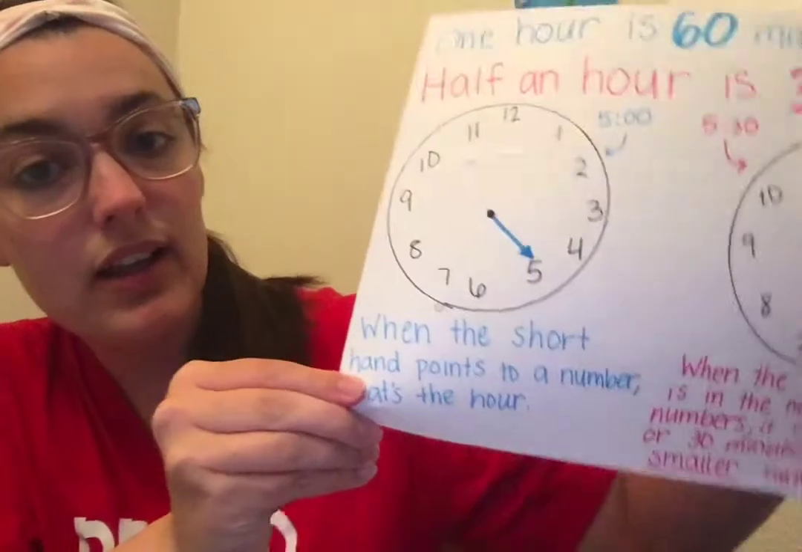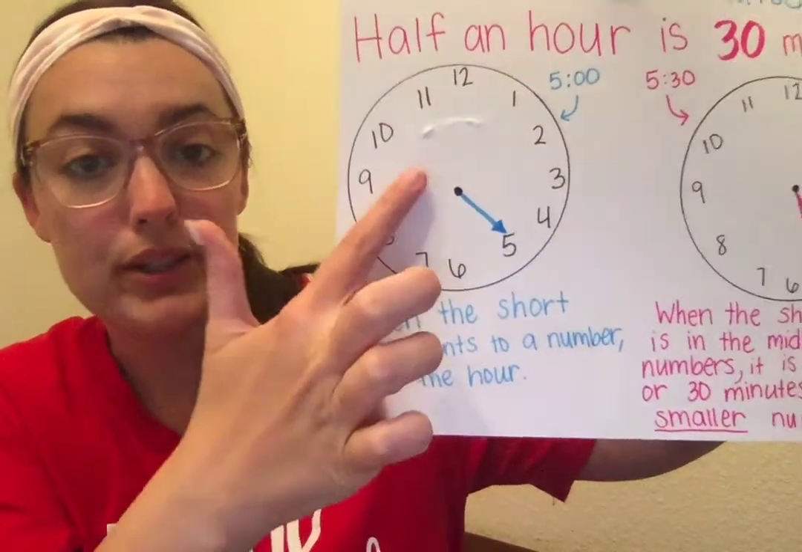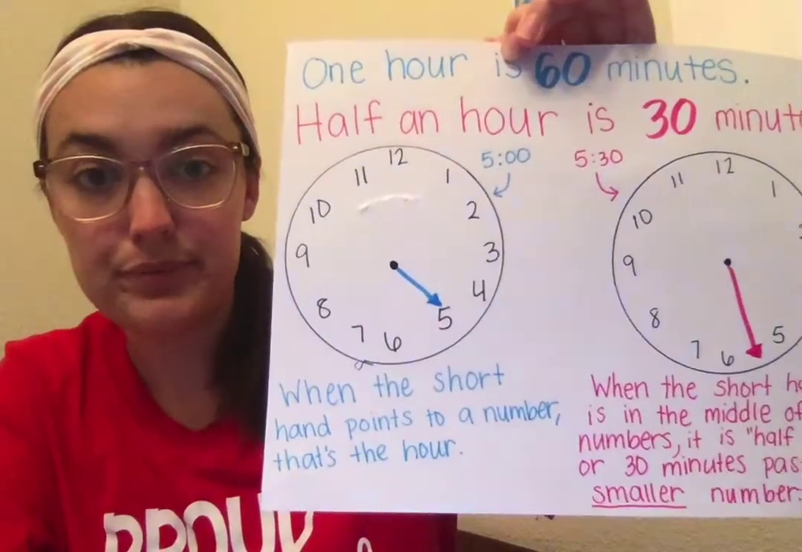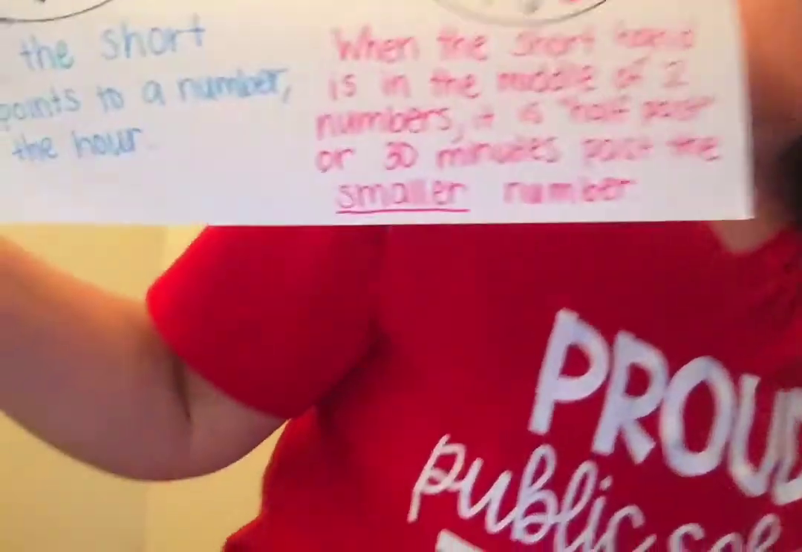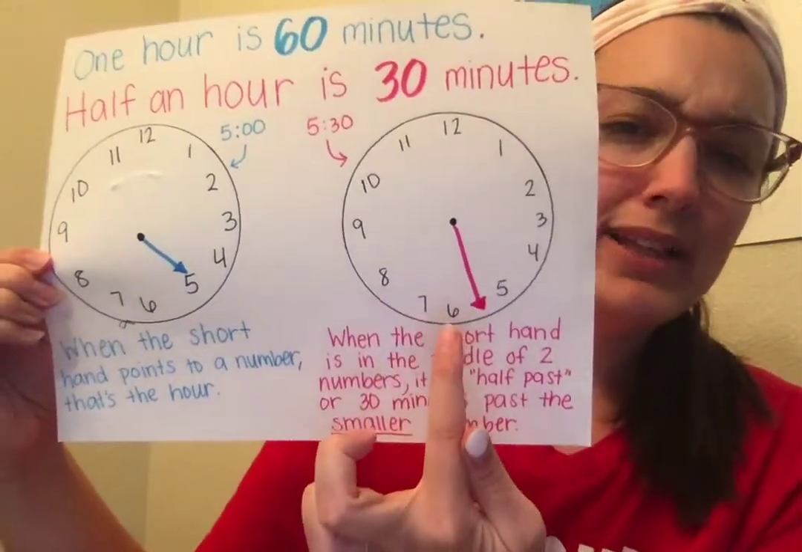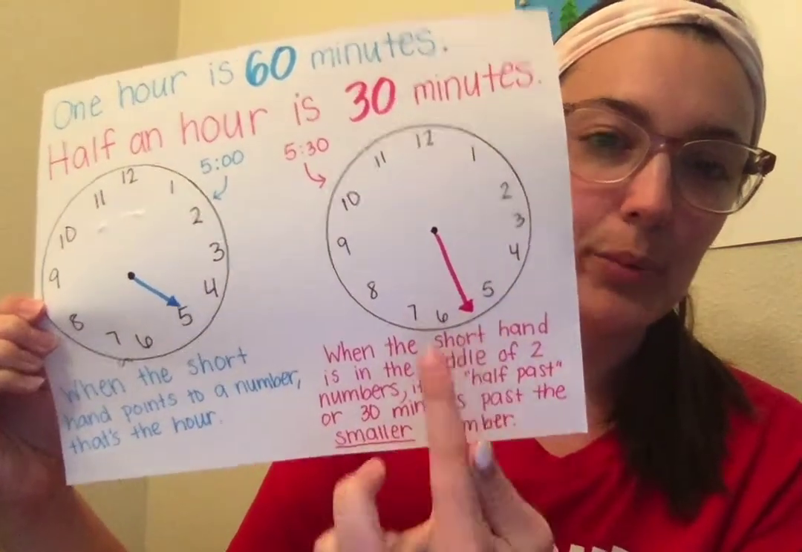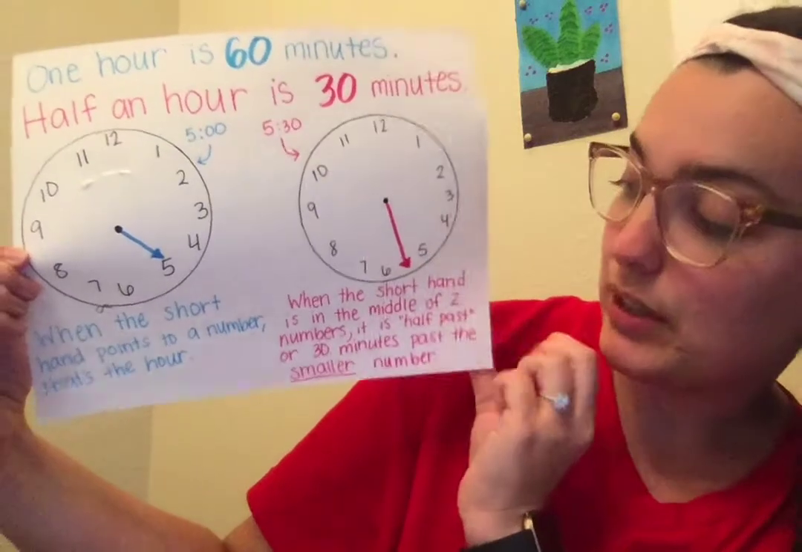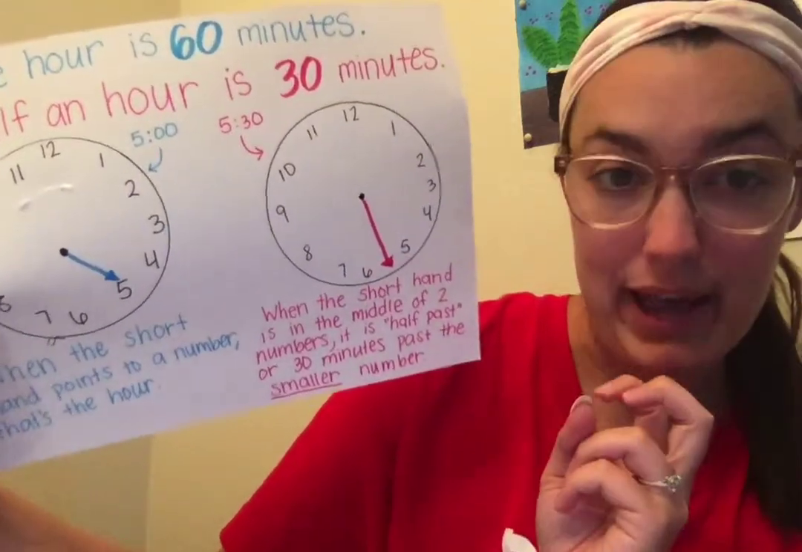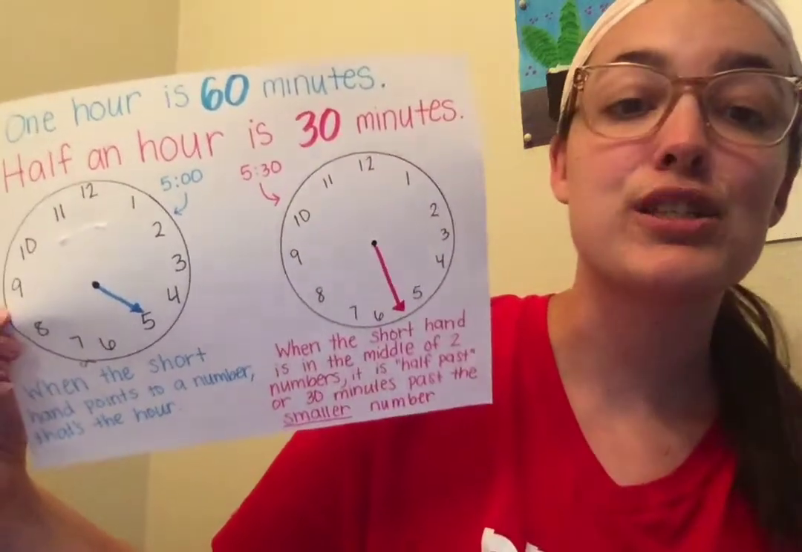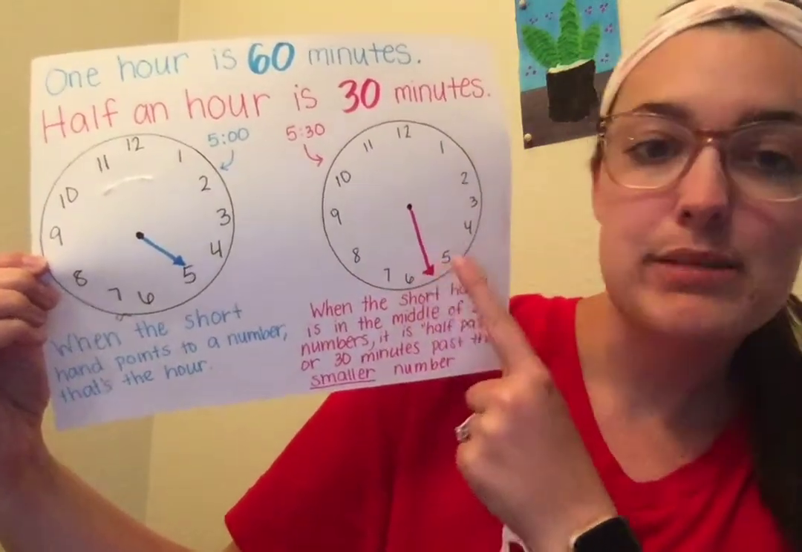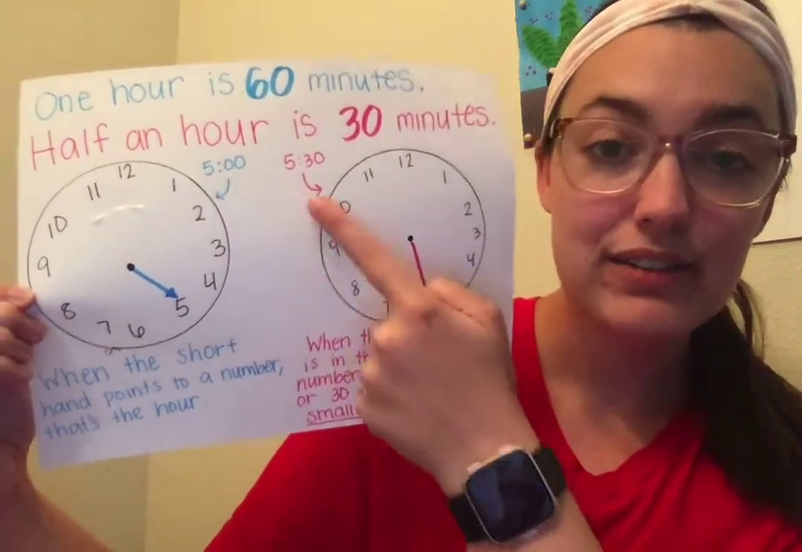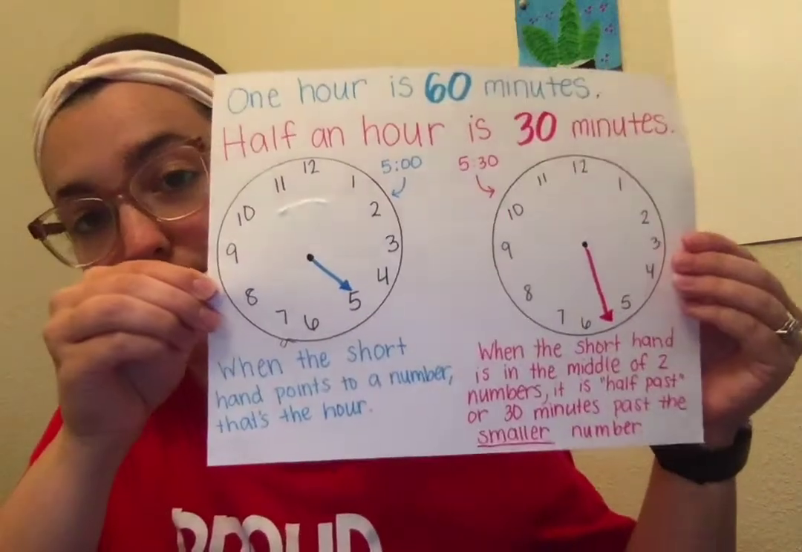Now, we already know that when the shorthand points to a number, like this is pointing to a 5, that tells us the hour. So if this is pointing to a 5, that means it's 5 o'clock. But what we also need to know is that when we have something like this, where the shorthand is halfway in between two numbers, that's really special too. So when the shorthand is in the middle of two numbers, like this is right in the middle of 6 and 5, that means it is half past or 30 minutes past the smaller number. So if this is in between 5 and 6, we're going to look at the smaller number, 5, and it's going to be half past 5, or 5:30. Okay, so keep that in mind because that's going to help us quite a bit today.